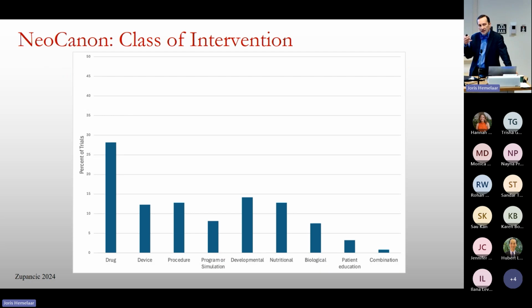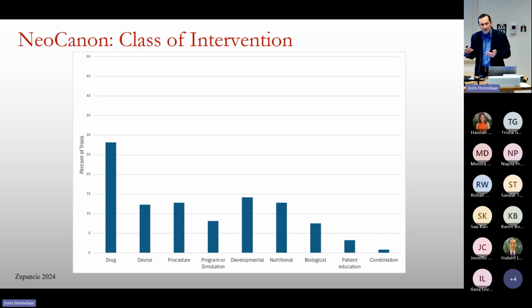How about the class of the intervention across these 3,000 or so trials? We see that most of the trials, the plurality of the trials, are on drugs, and the others are distributed evenly across devices, procedures like how to place an IV, how to intubate, those sorts of things, programs and simulations, educational programs, developmental interventions, formulas, biologicals or vaccines, and so on.